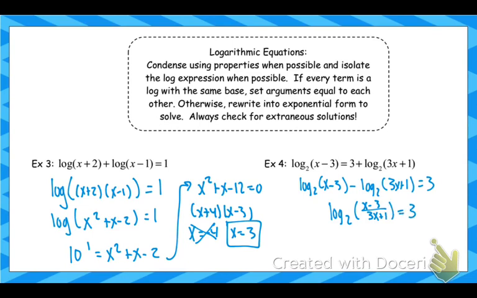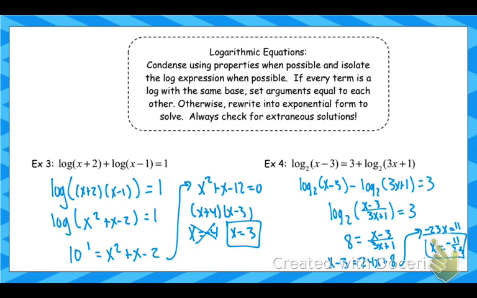Now I can rewrite it in exponential form, so 2 to the third, so 8. And then I can just solve this rational function, so a rational equation. So I can cross multiply or multiply both sides by 3x plus 1. I get x minus 3 equals 24x plus 8. Don't really have a lot of space here, sorry about that. That would give me negative 23x is equal to 11. So x is equal to negative 11 over 23.